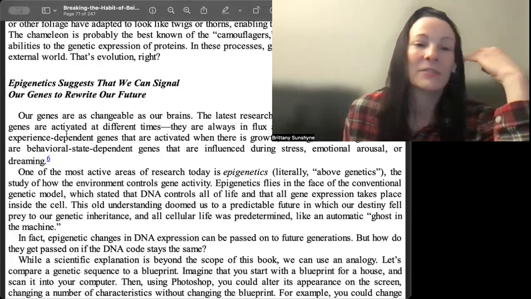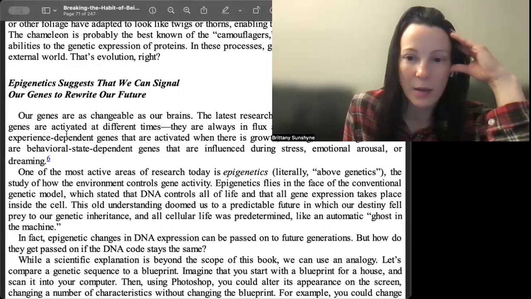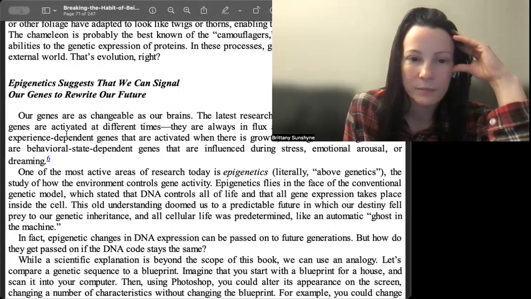One of the most active areas of research today is epigenetics, literally above genetics. Okay. The study of how the environment controls gene activity.